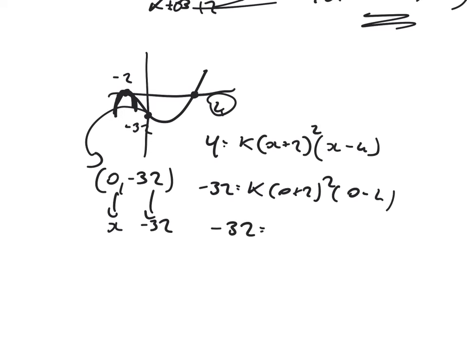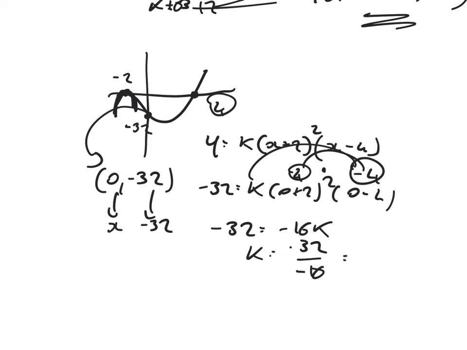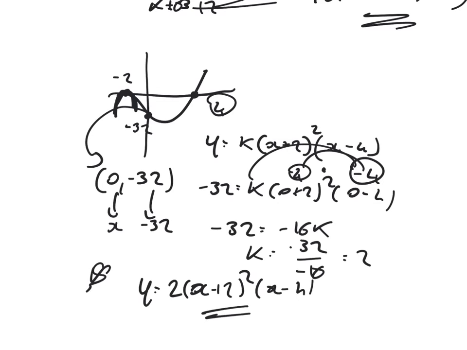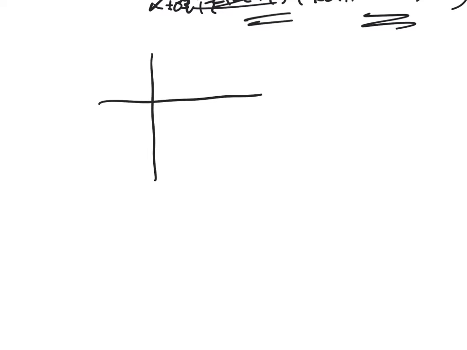Okay, so 0 plus 2 is 2. 2 squared is 4. Multiplied by 0 minus 4 is minus 4. So 4 times minus 4 is minus 16 times k is minus 16k. k is equal to minus 32 over minus 16 and k is equal to 2. So final answer then will be y equals 2 bracket x plus 2 all squared bracket x minus 4. Okay, and another one.